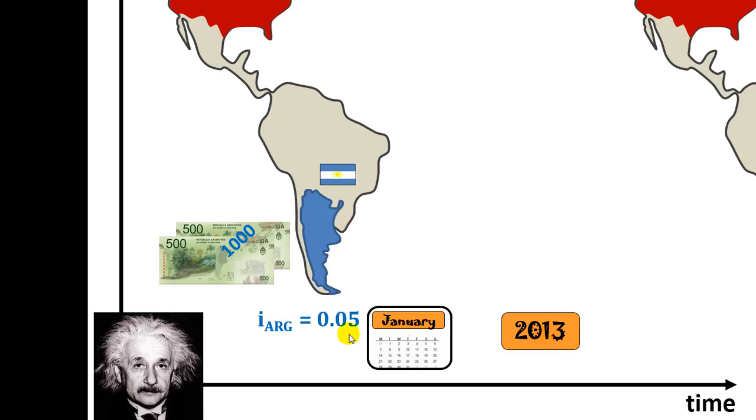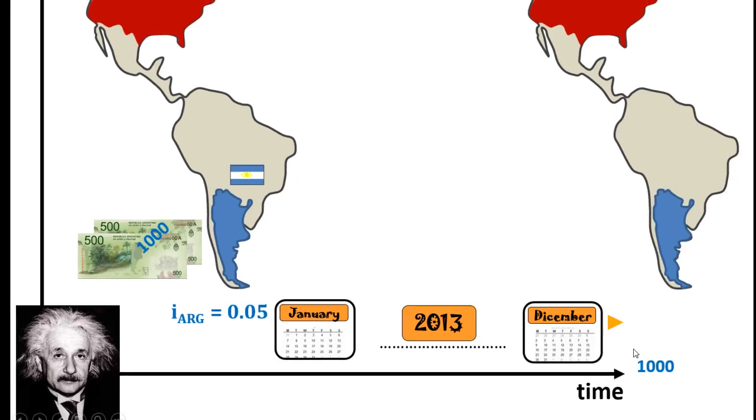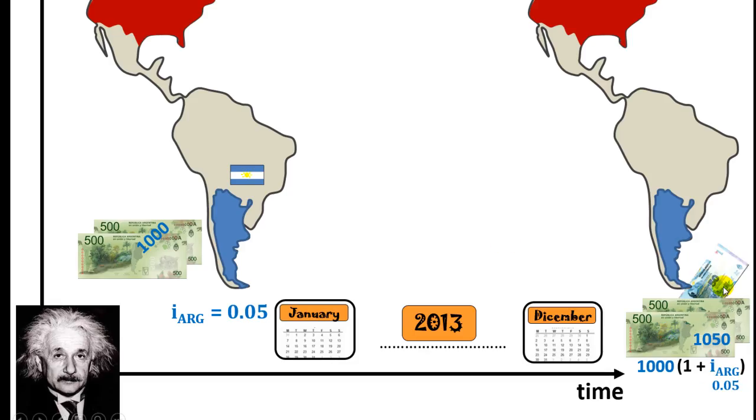So if I put this 1,000 pesos in Argentina with 5% interest, in 1 year I know that we are going to have the 1,000 pesos times 1 plus the interest in Argentina, which is this. So we are going to get 1,050 pesos. So the initial 1,000 plus an additional 50 pesos. So in this case we travel in time.